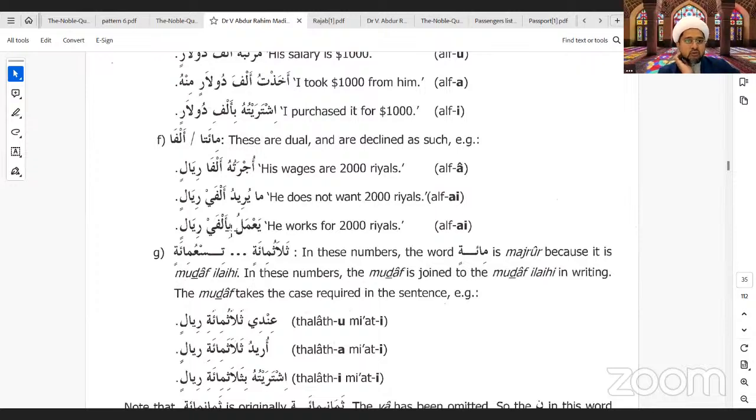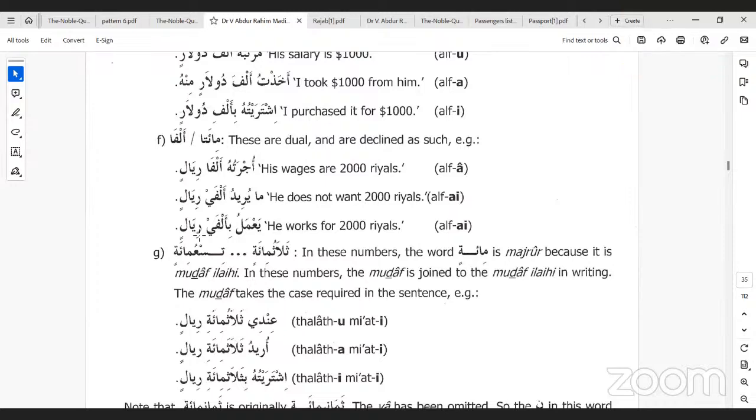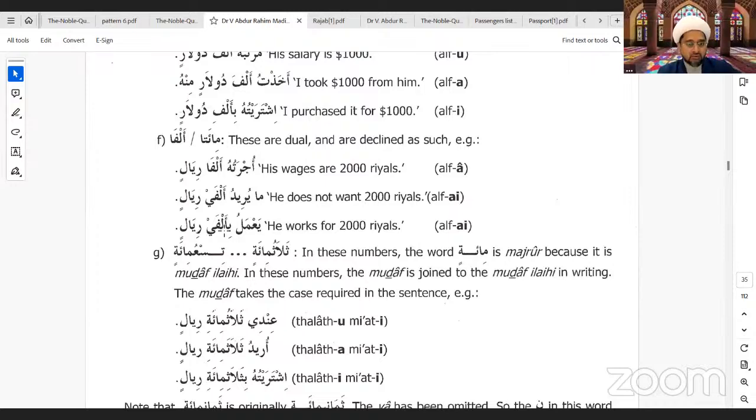So if it's ujratu alfun, then it's 1,000. Ma yuridu alfan means he does not want 1,000. Ya'malu bi alfin, that's 1,000. He does not want 1,000.